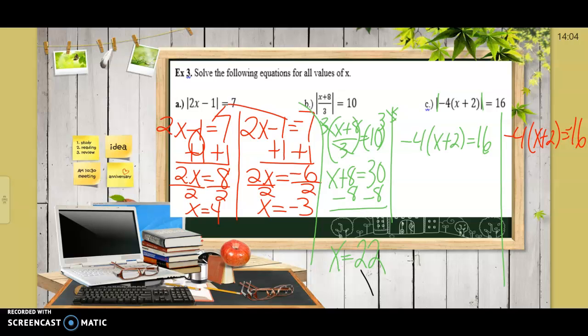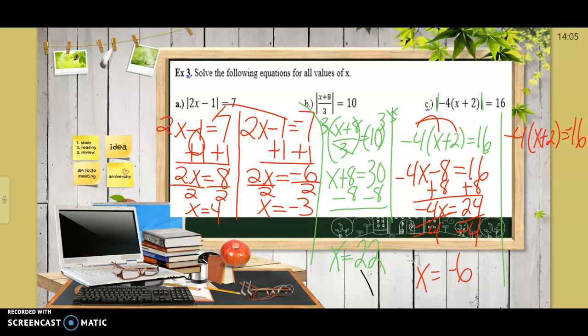How many distributors do I have out there? How many people distributed? Be honest. Okay, that's fine. Let's do it the distributing way, which was totally fine. Pass it out. Make sure you multiply both. -4x minus 8 equaling 16. And then you're going to have to add 8. I'm assuming this all happened, so I'm going kind of fast. 24. Divide by -4 on both sides. X was -6.